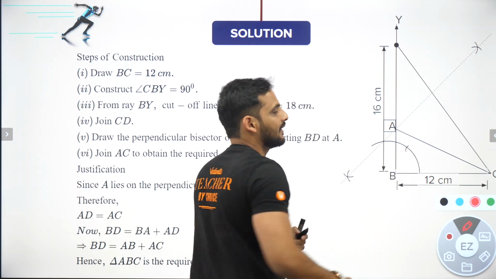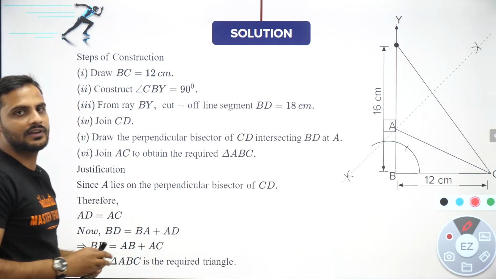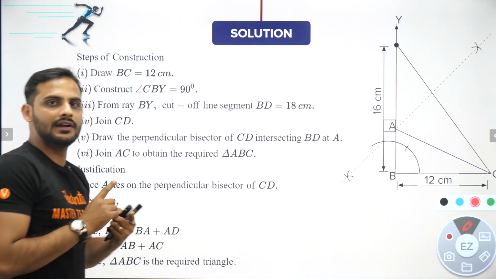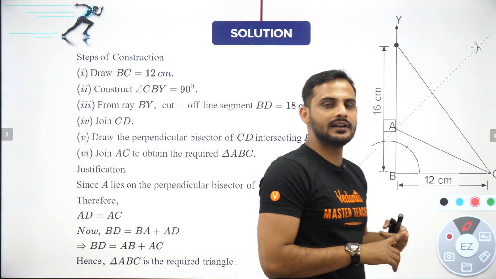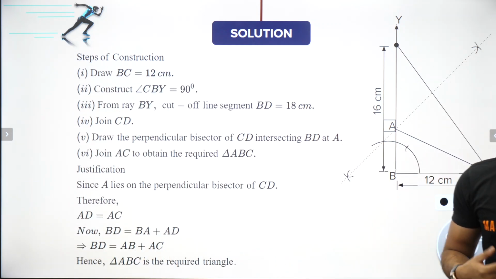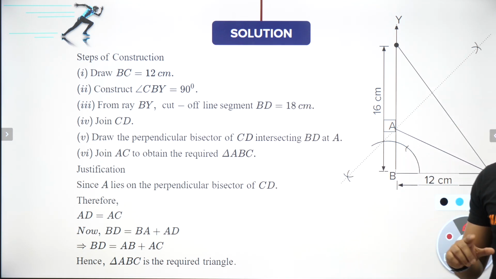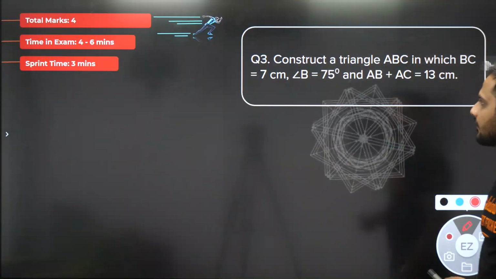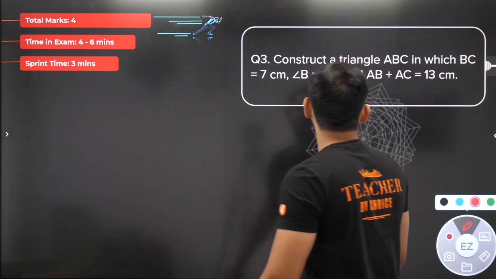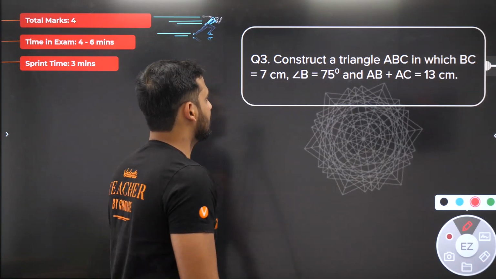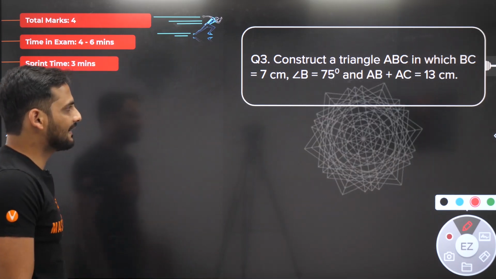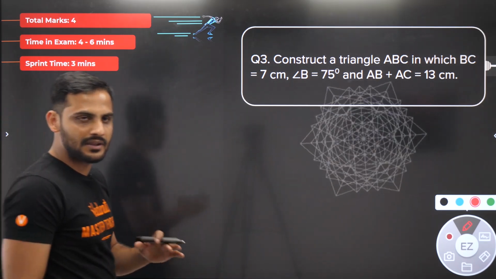So this is your second type of construction, in which first we learned the construction of angles. Now we have learned the construction of a triangle when one base angle is given, one side is given, and the sum of the other two sides is given. Now let's move to the next type. Construct a triangle ABC in which BC is 7 centimeter, angle B is 75 degree and AB plus AC is 13 centimeter. So again same method, bachcho.